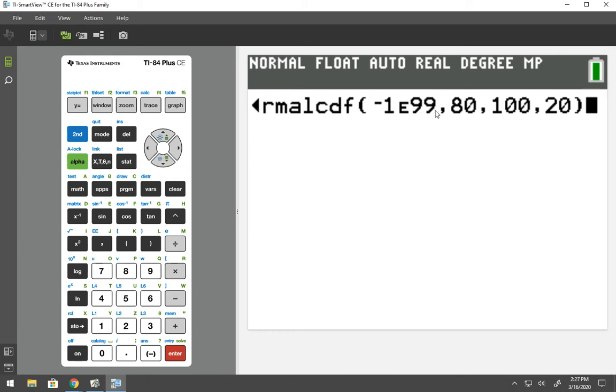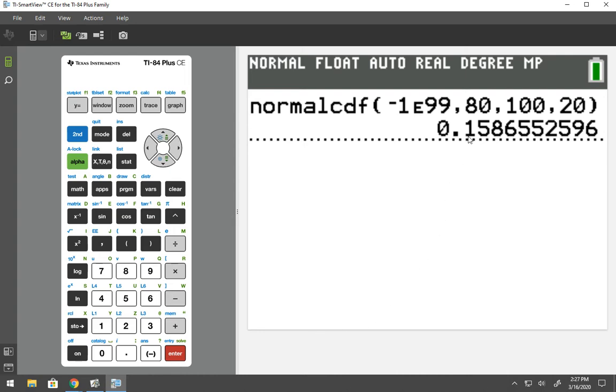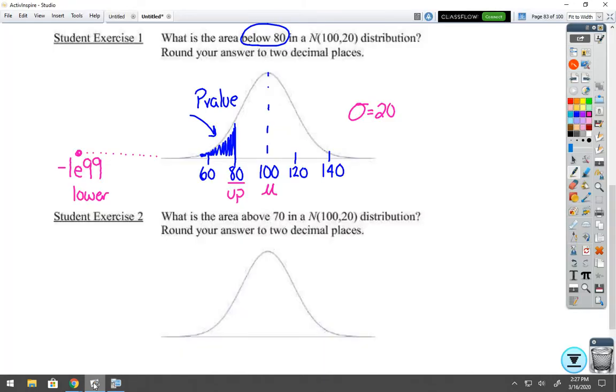This is the code that it's written in. If I have a calculator that didn't have that widget that I just opened up, and it just opens up the word normal CDF, you need to type -1E99, comma, 80, comma, 100, comma, 20. Low cut point, high cut point, this is the center or the mu, and this is the standard deviation. Hit the enter button, and you get 0.158, or approximately 0.16. If I go back to this, that means that I have now calculated the p-value to be 0.16, which is about 16%.